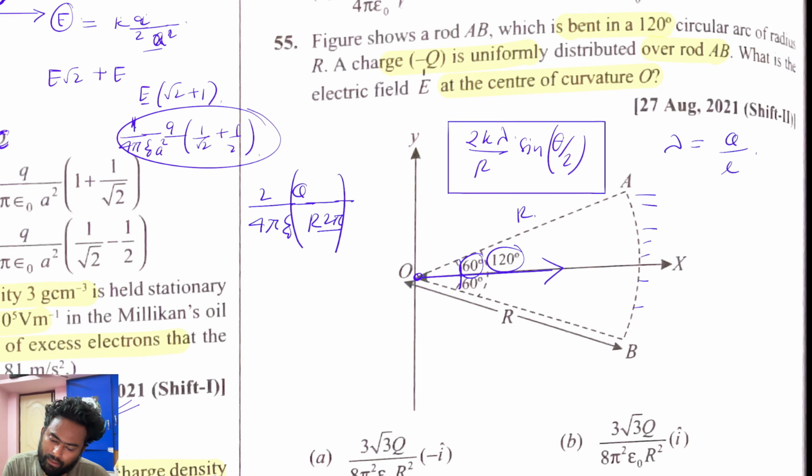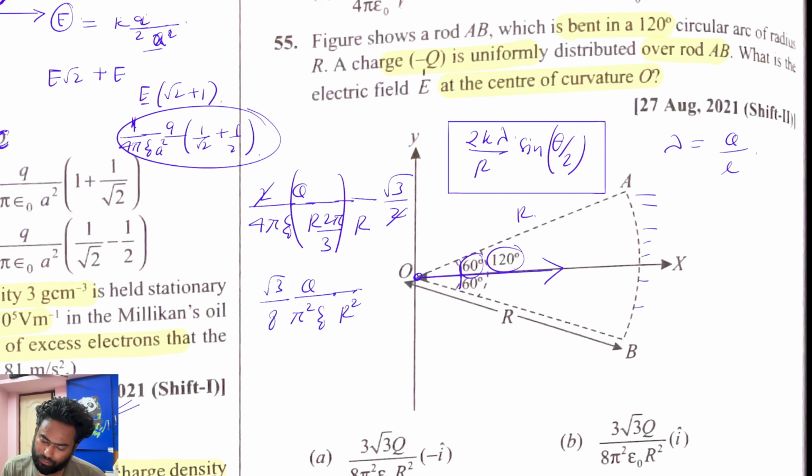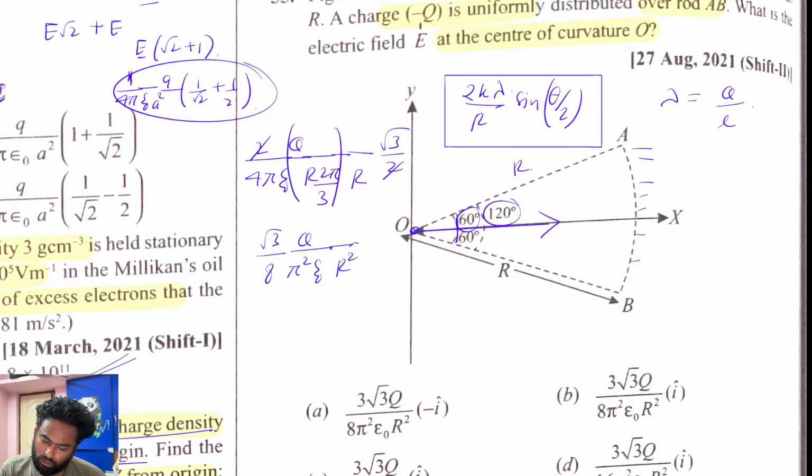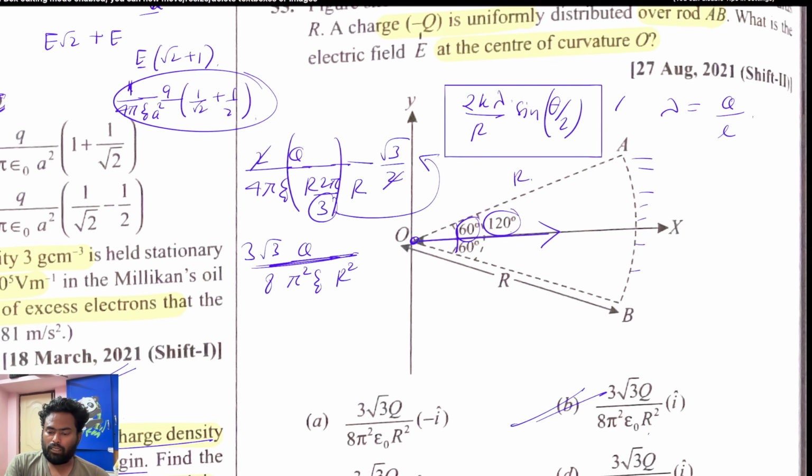So 2 pi by 3 lambda then, and then r sine theta by 2 means sine 60 degree. Sine 60 is root 3 by 2. Okay, so these two cancel. 8, so root 3 by 8 will come. Q upon pi square epsilon naught r square. Which option? This 3 will jump upward. It will become 3 root 3 Q upon 8 pi square epsilon naught r square. Option number B.